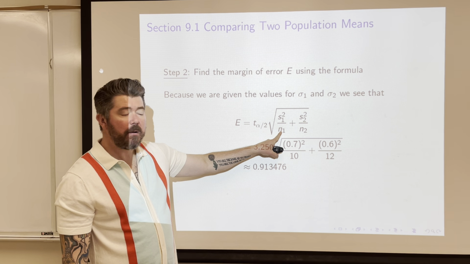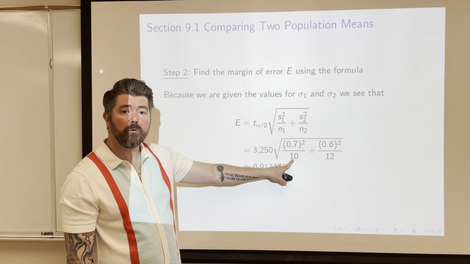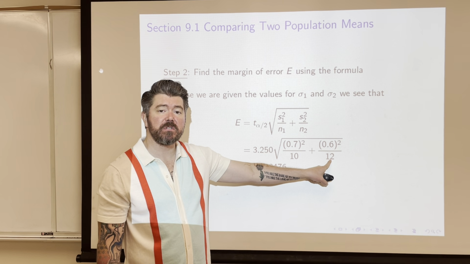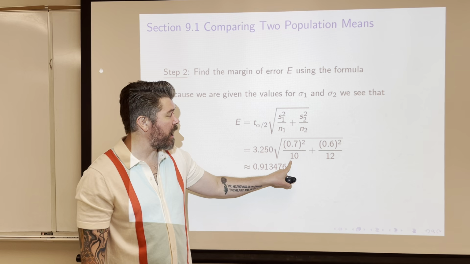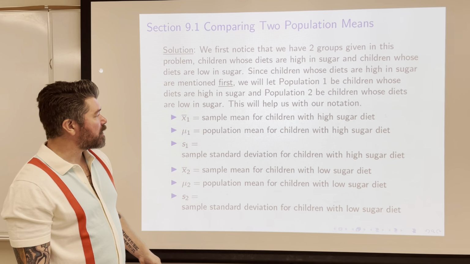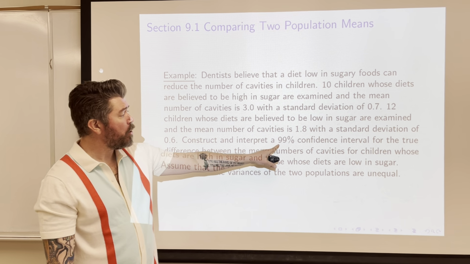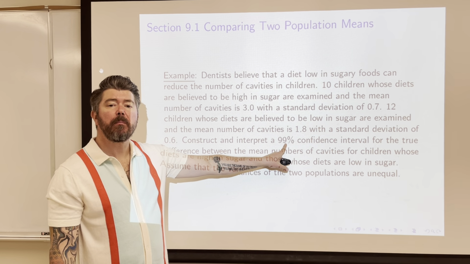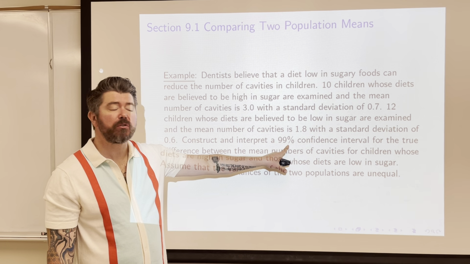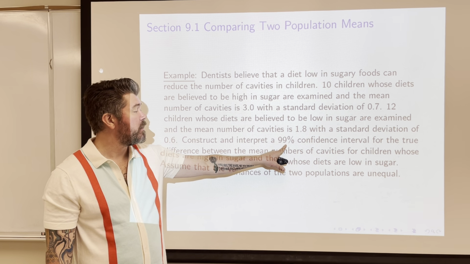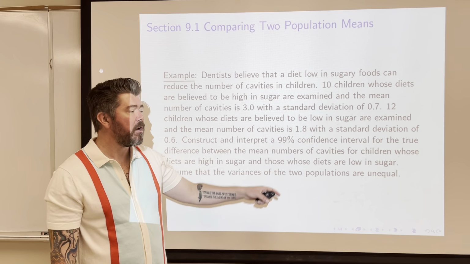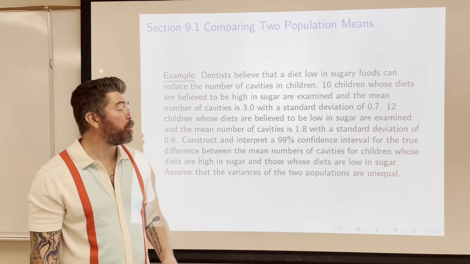We've sampled 10 students whose diets were high in sugar, and we've sampled 12 students whose diets were low in sugar. This is our n1 and n2. And our t alpha over 2, our confidence level was 99%. Remember, when we're finding our t value, we can't use this confidence level directly. We need to take the complement. Remember, the complement, alpha, is 1 minus this value. 1 minus 0.99 gives us 0.01.